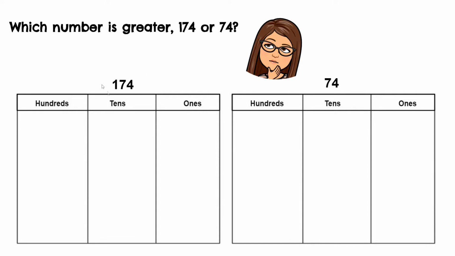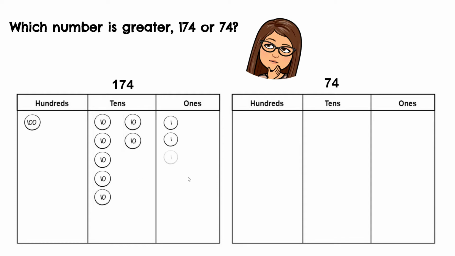Here we go, 174. Let's model 174. 100, 110, 120, 130, 140, 150, 160, 170, 171, 172, 173, 174. 174 has 1 hundred, 7 tens, and 4 ones.